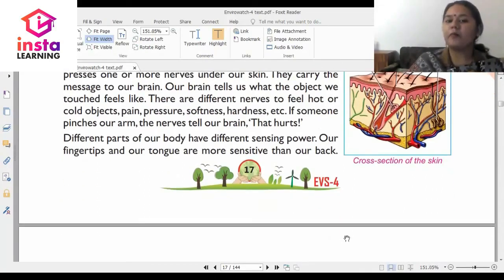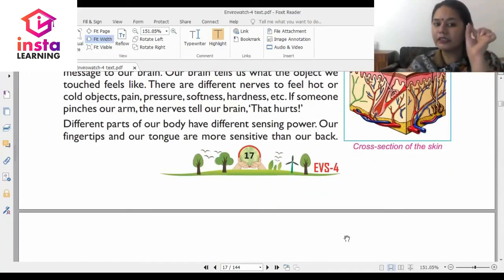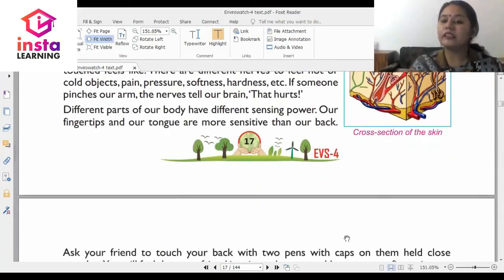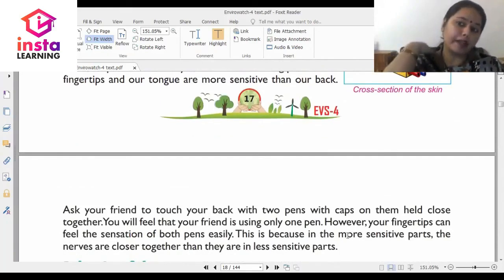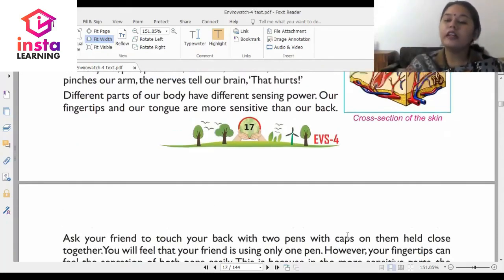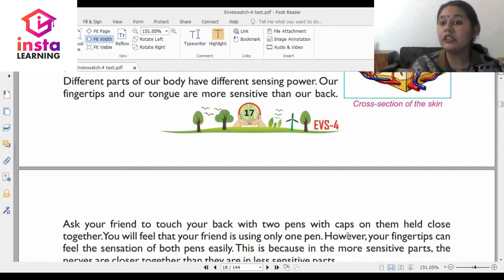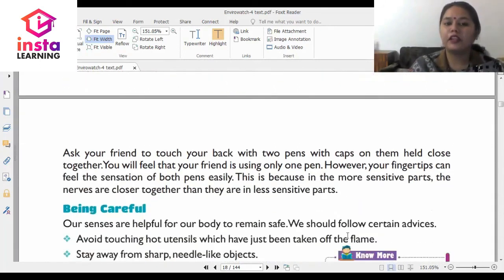Different parts of our body have different sensing power. Our fingertips and our tongue are more sensitive than our back. How do we know that? If, let's say, you've touched something which is very hot with your fingertip, you will see that it is very painful for a certain period of time.